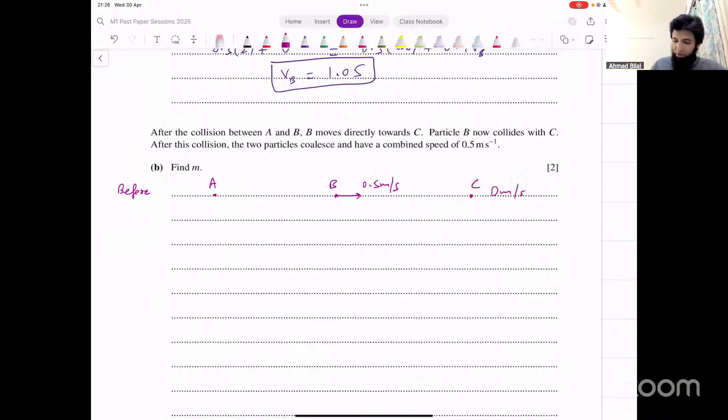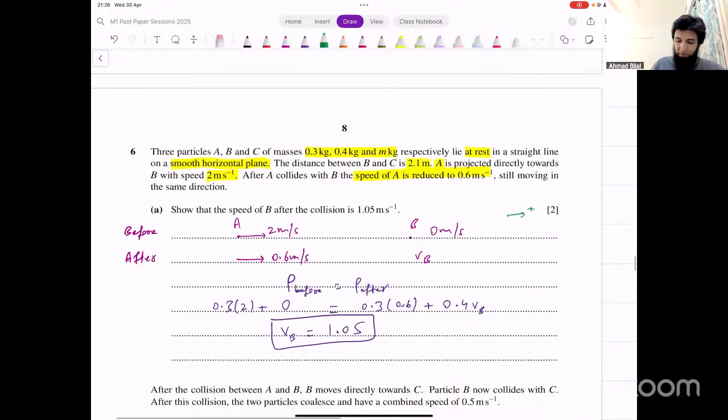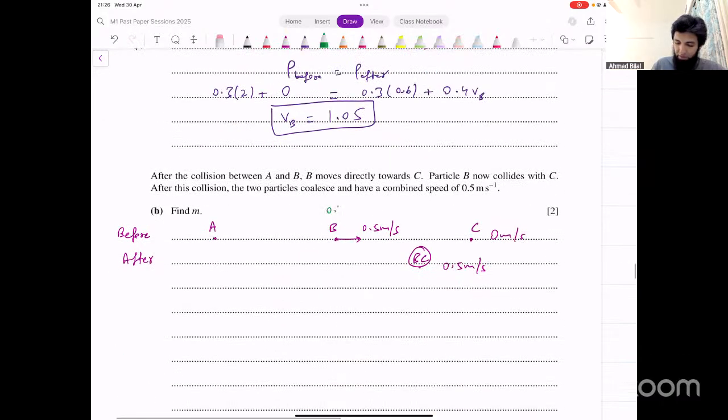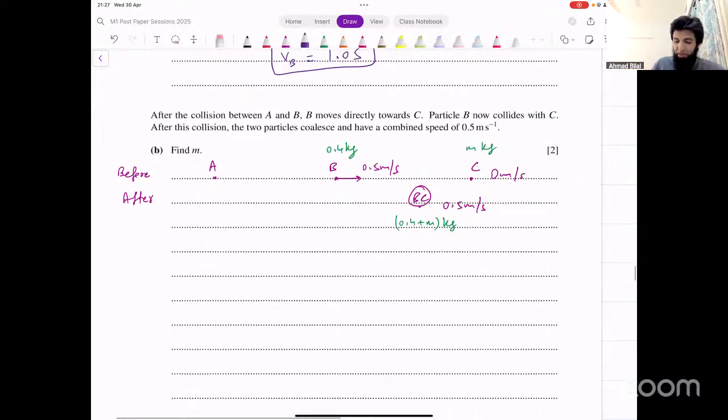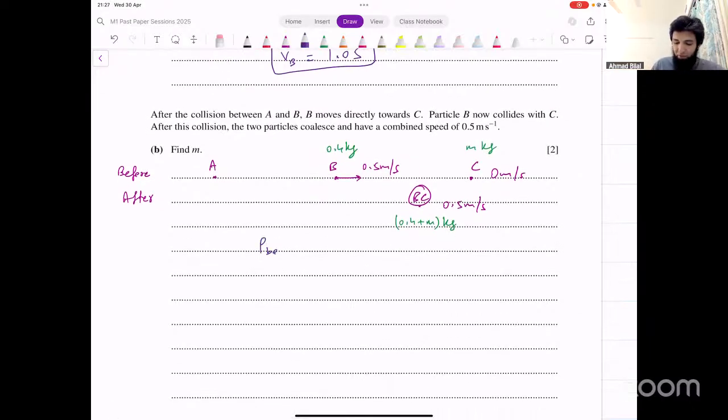The two particles coalesce after this and they move at a combined speed of 0.5. So let's call that combined particle BC, and this is moving at 0.5 meters per second. What are the masses? Mass for B was 0.4 kilograms. Mass for C was m kilograms. So for BC, it would be 0.4 plus m kilograms. These are the masses. Again, let's apply conservation of momentum. Momentum before collision should equal momentum after collision.